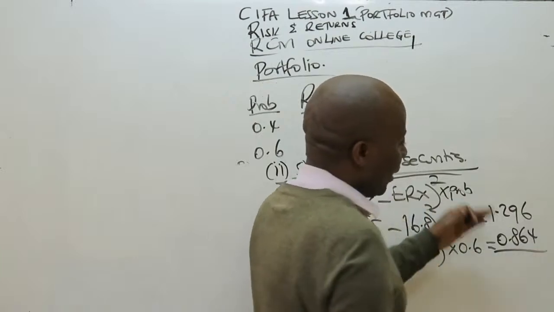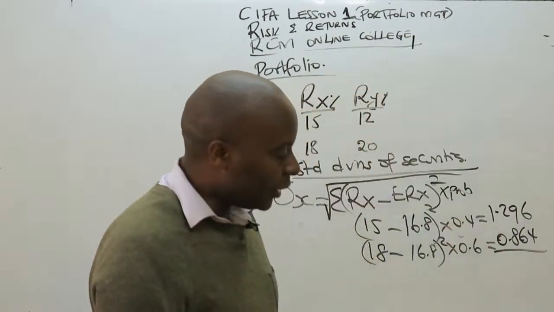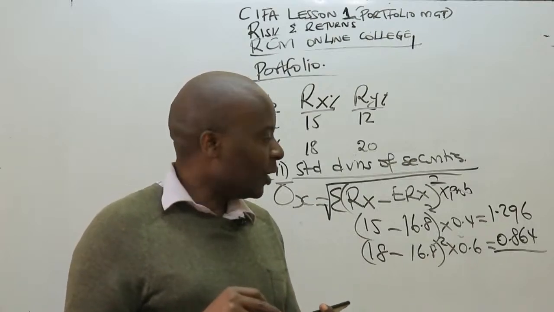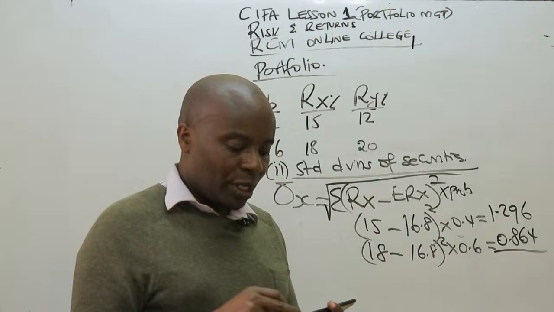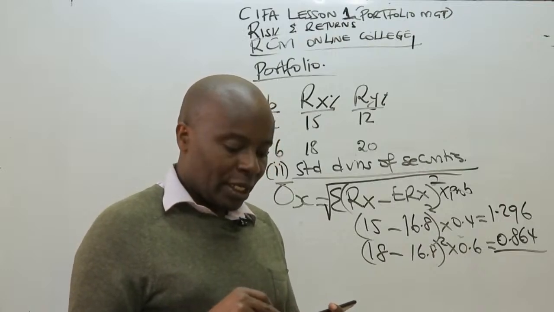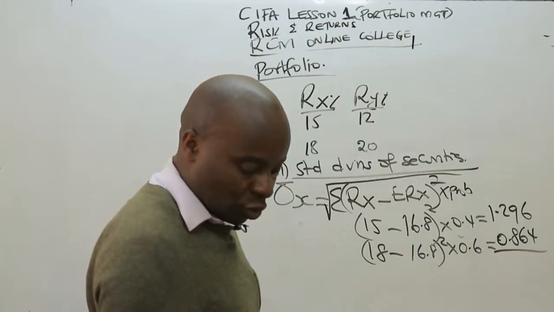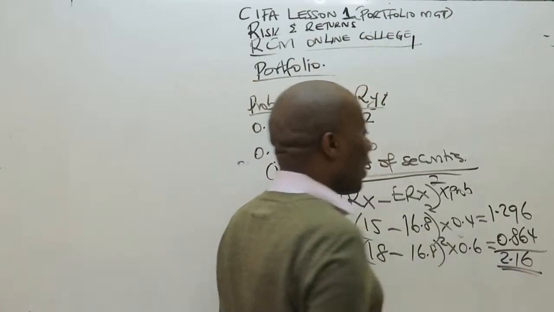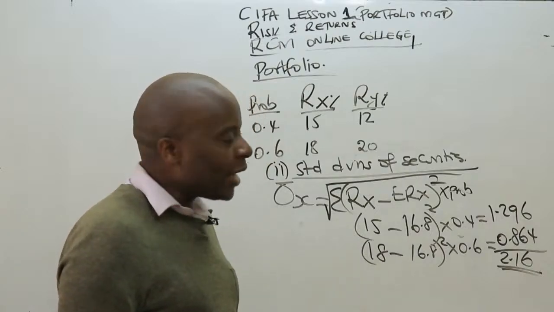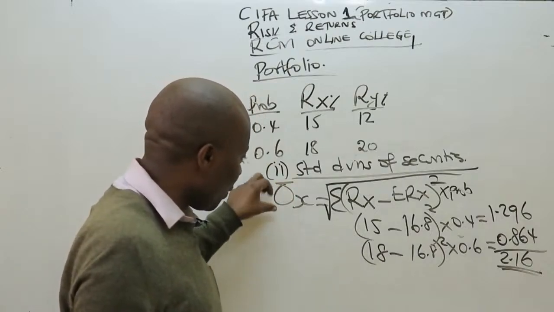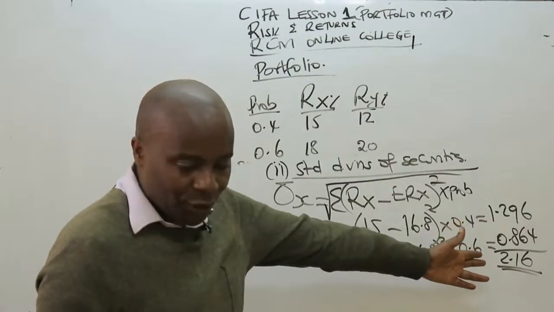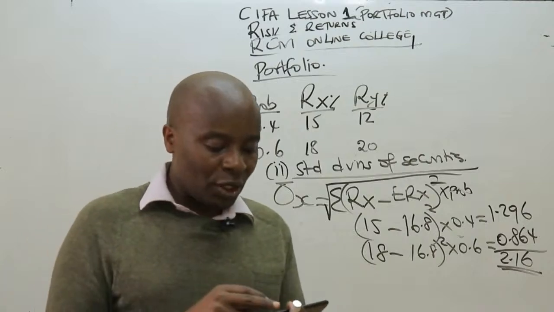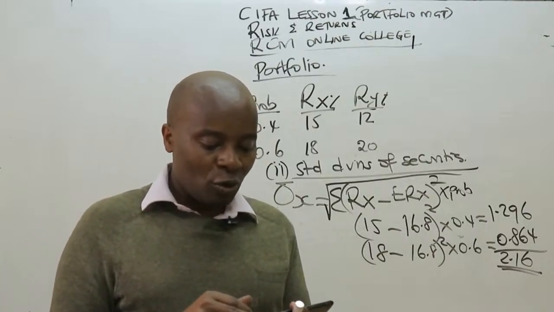Now please come and add the 2. So plus 1.296 gives us 2.16. This 2.16 is your total variance. And remember, for you to get the standard deviation, you need to come and give us the square root of this. So please give us the square root of 2.16.